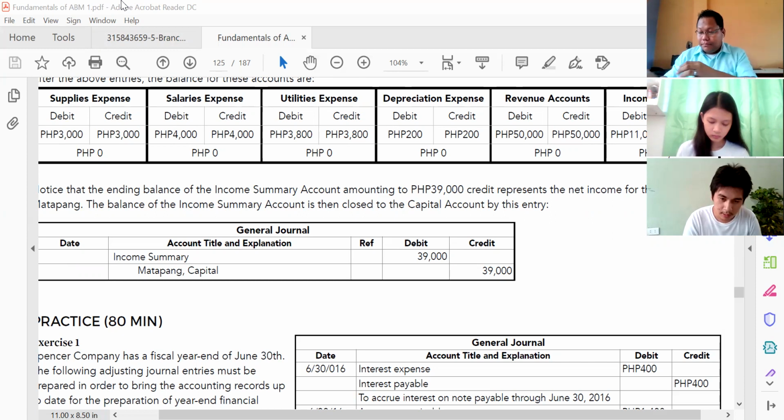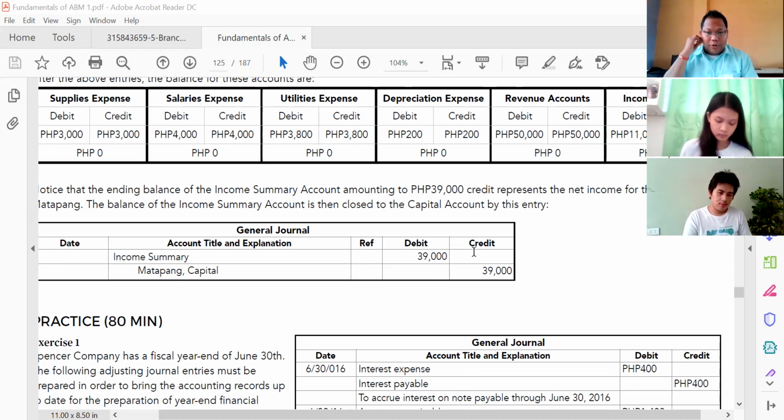Give me a better answer. Yes, Eliza. Okay? Interest on notes payable is considered an expense. That's interest expense. However, the expense is identified to be accrued, so you identify it as an interest payable. To accrue interest on note payable through June 30, 2016. That's the explanation. Okay, try now number 2.